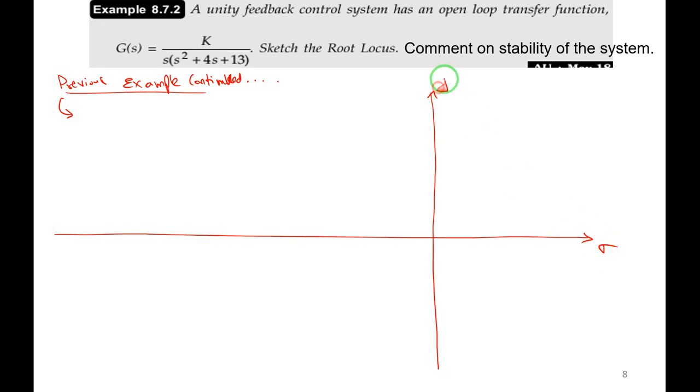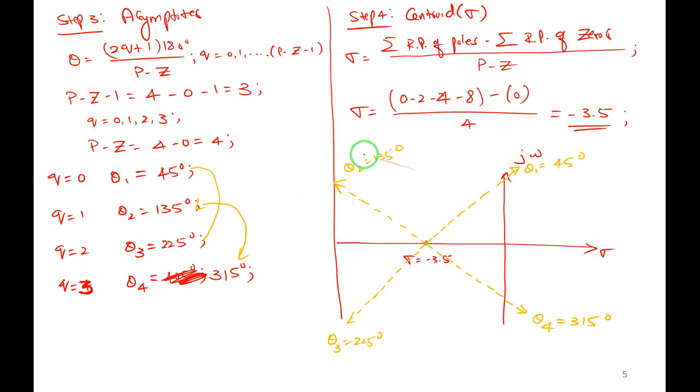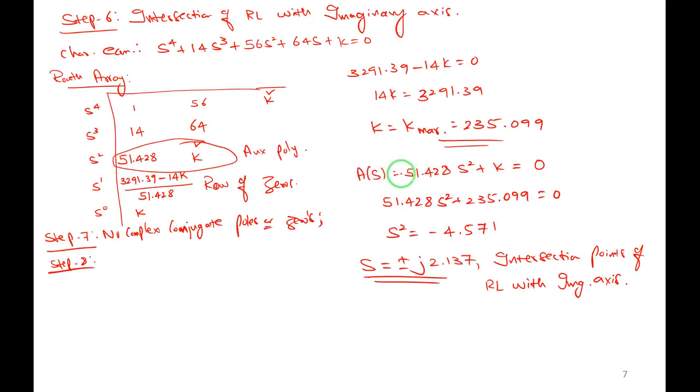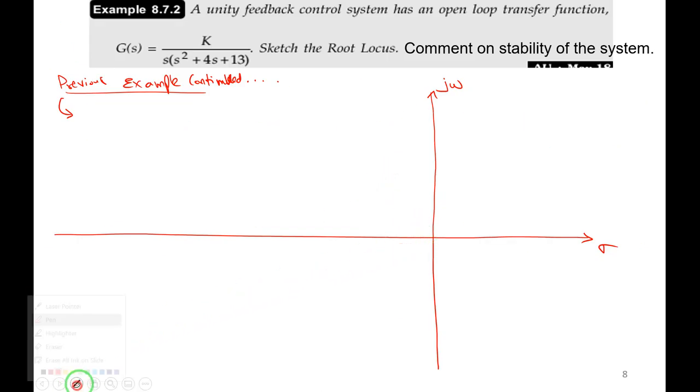Sigma, j omega. So the poles are located at 0, minus 2, minus 4, minus 8. Let me take the scale: 0, 2, 4, 6, 8. So minus 2, 0, minus 2, minus 4. I have located all the poles.